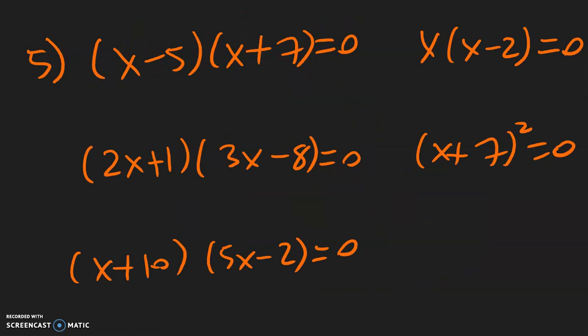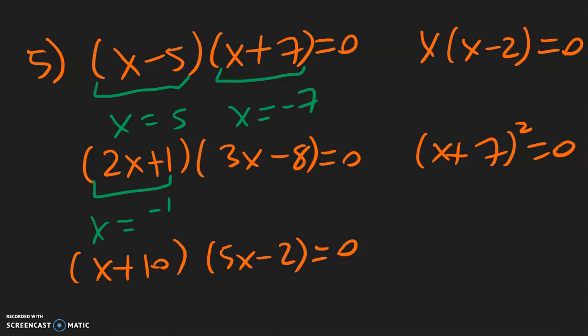For number 5, we will solve by factoring. So remember, each factor needs to equal 0. So x minus 5 equal to 0, move the minus 5. That is x equal to positive 5. Here we move the plus 7, so that gives you x equal negative 7. For this one, we move the positive 1, so that becomes a negative 1.